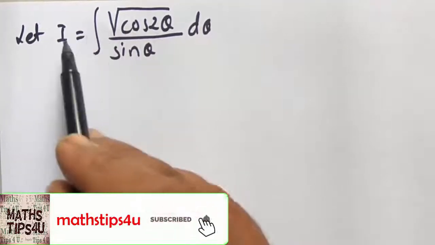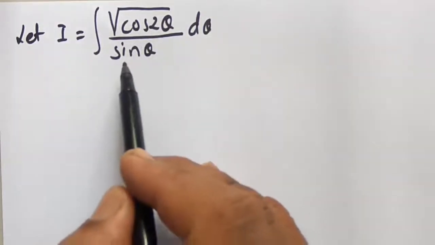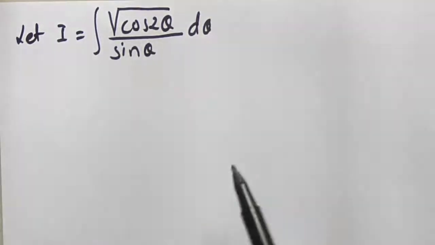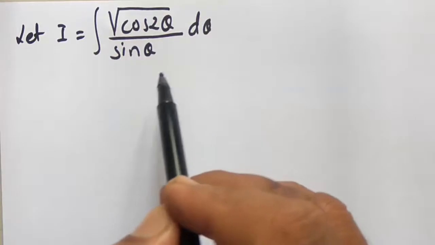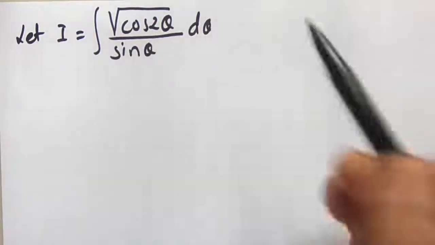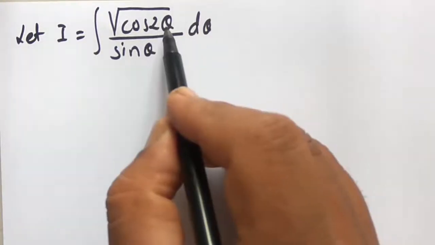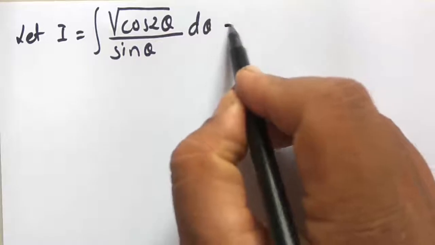Now we take another example. Let I be equal to the integration of cos of 2 theta upon sin theta d theta. It looks like a very simple example, but it is not so simple. We will try this. We know that cos of 2 theta is equal to, by the half angle formula, cos square theta minus sin square theta. We use this.